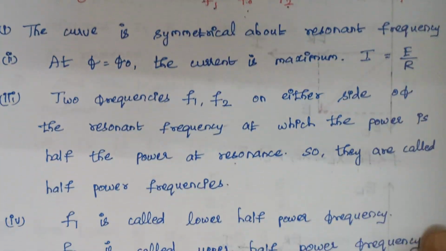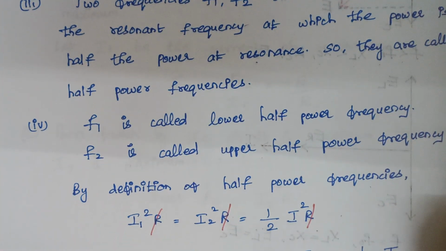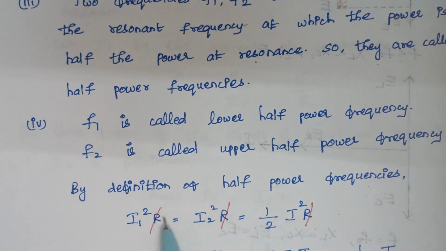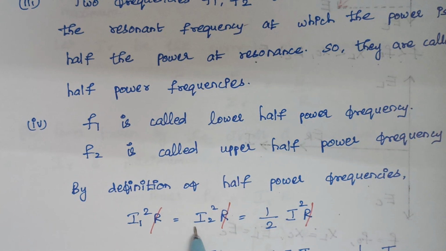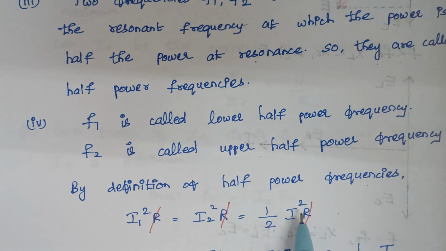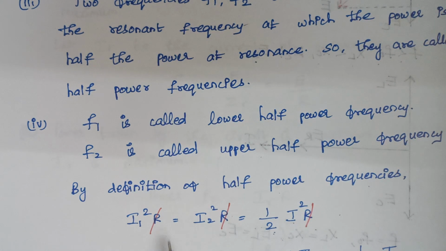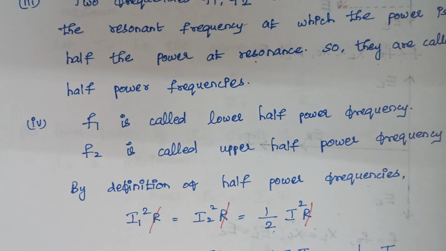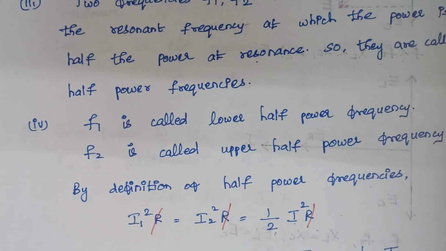So by the definition of half power frequencies, the value I1 square R is equal to I2 square R, which is equal to half of the power at resonant frequency. What is the current here? Current at resonant frequency is I, therefore 1 by 2 into I square R, right? Since we have R in all the three terms, we can cancel them, and finally the value of I1 is equal to I2, which is equal to 1 by square root of 2 into I, right?